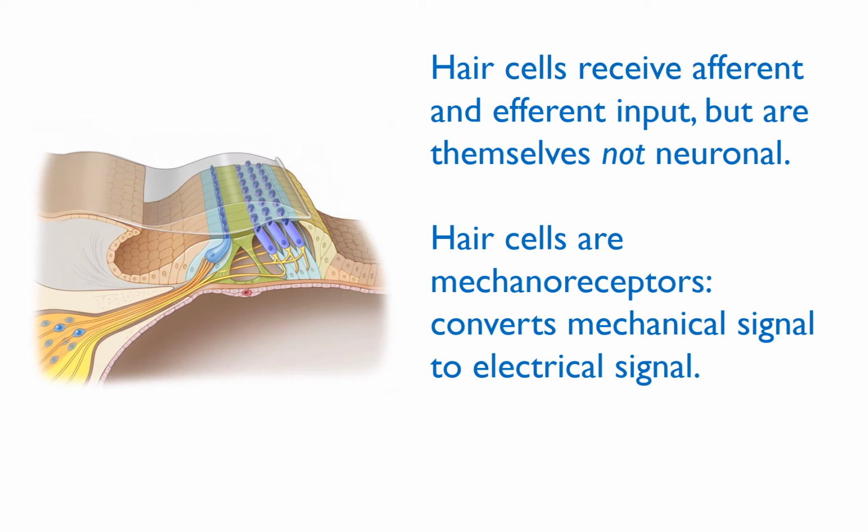The hair cells are mechanoreceptors, such that, similar to the mechanoreceptors in the skin, they convert a signal, in this case a mechanical signal, into an electrical signal that is then detected by the afferent neuron that is nearby.